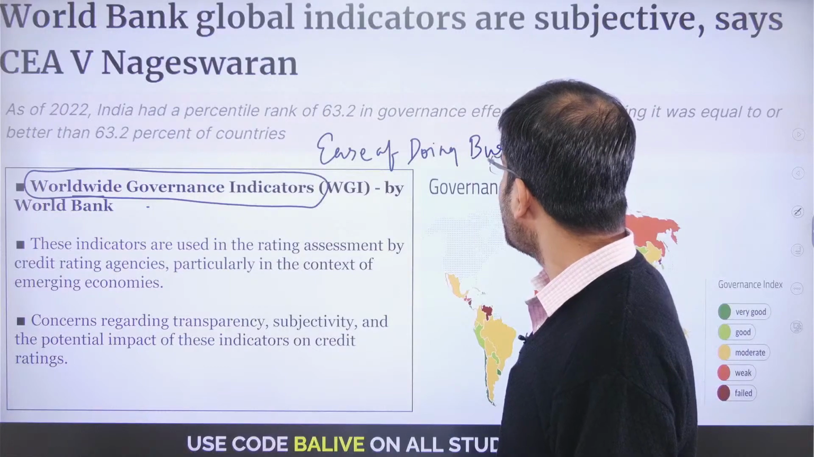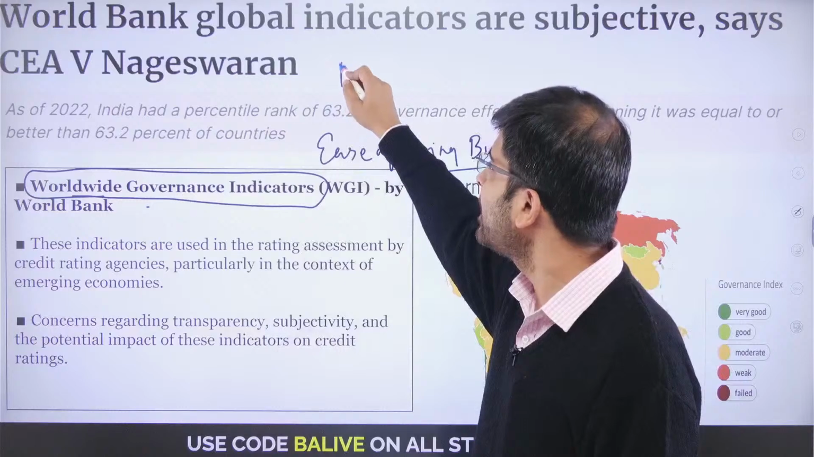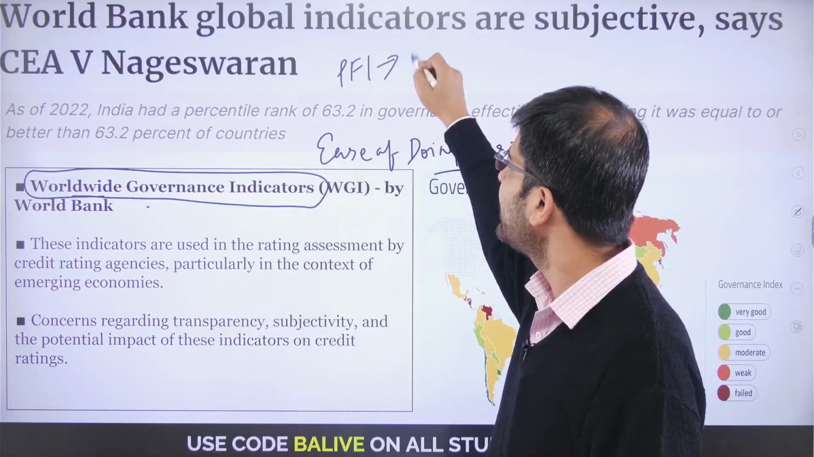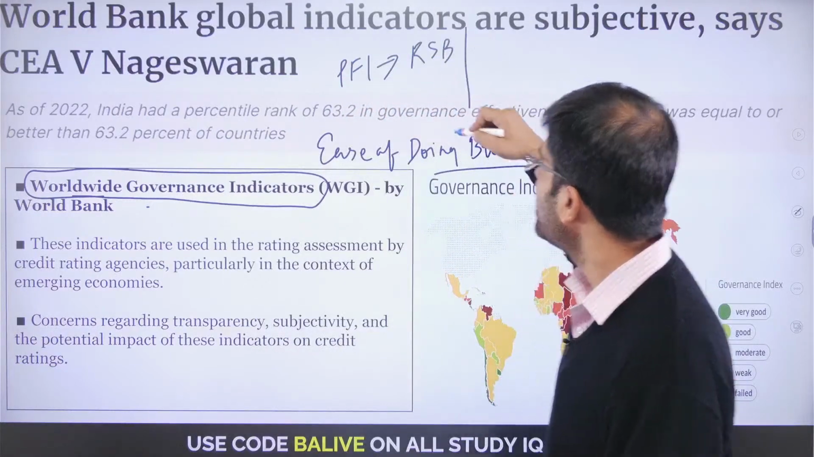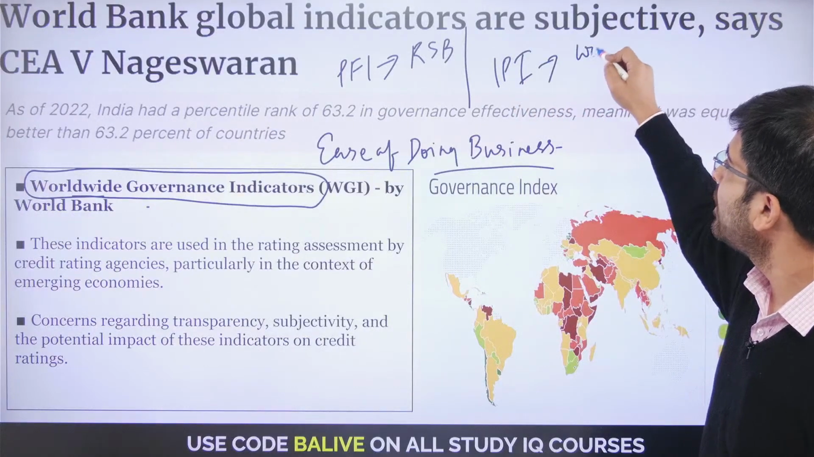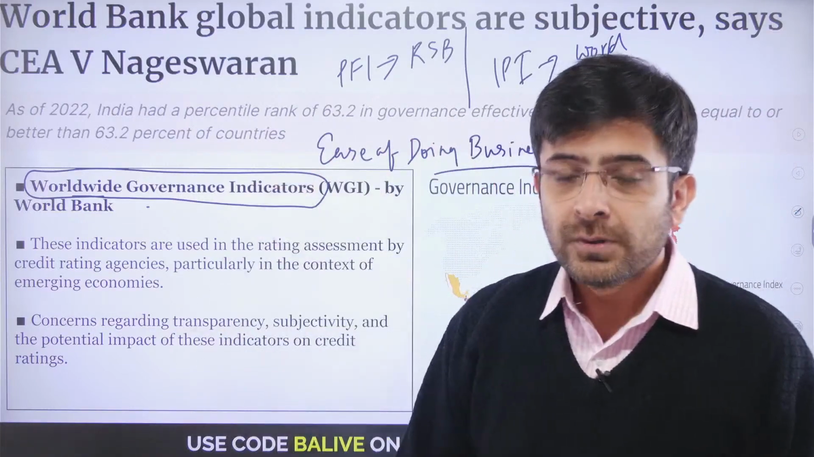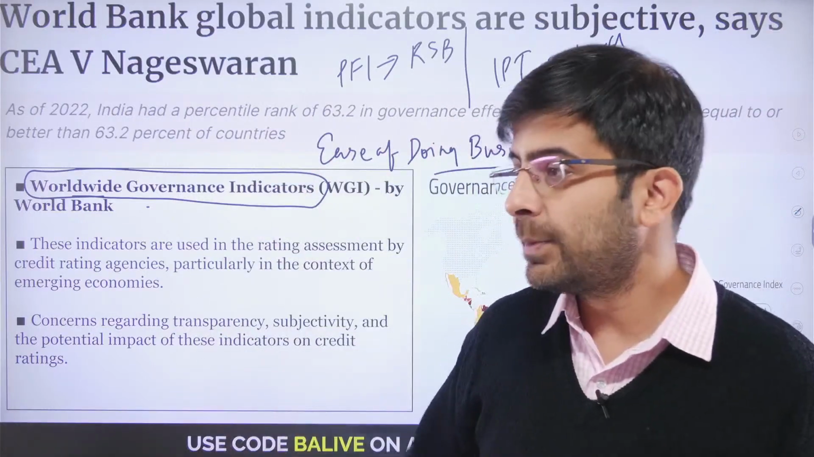And you have other indexes that are coming up. Now you have the Press Freedom Index that is published by Reporters Sans Frontières. You have the Intellectual Property Index that is published by the World Intellectual Property Organization, WIPO. So this is another index that you need to be aware of.